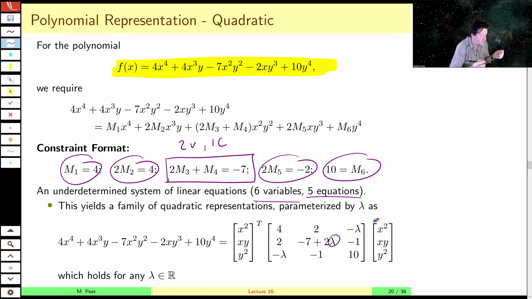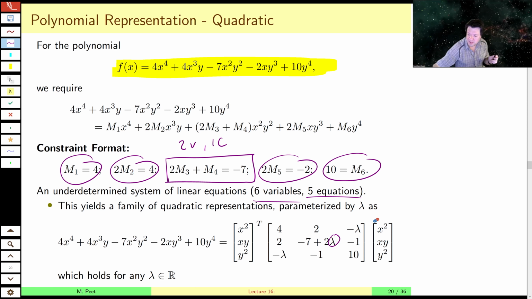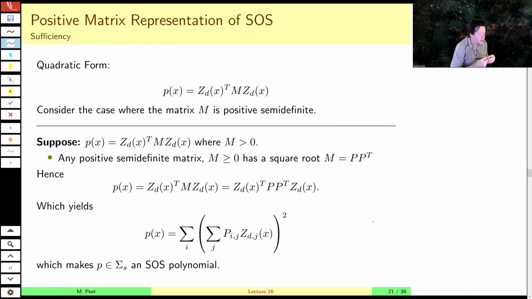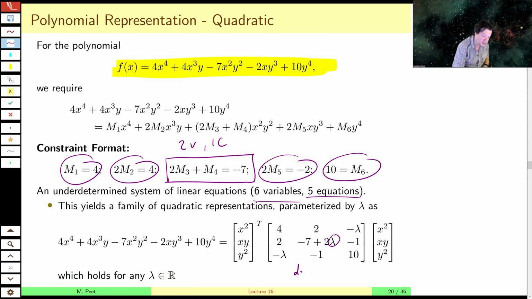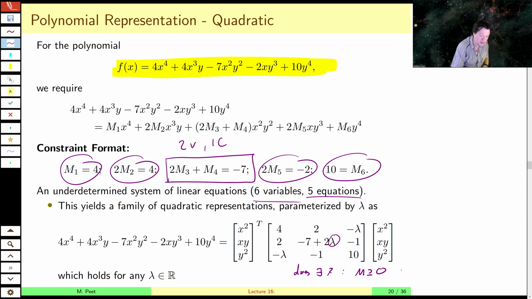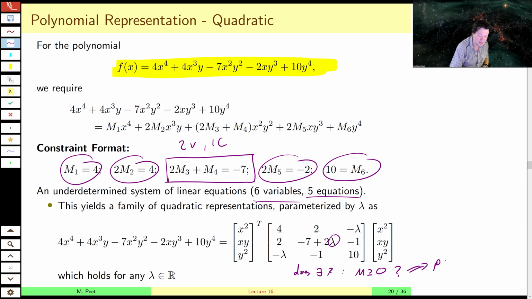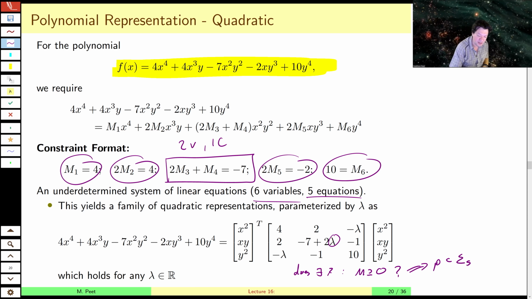So which one do we use? Well, that's the question. Our goal is to search for a representation which is a sum of squares. Does there exist a lambda such that M is greater than or equal to 0? And if so, that means P is a sum of squares, which we denote P in sigma s.